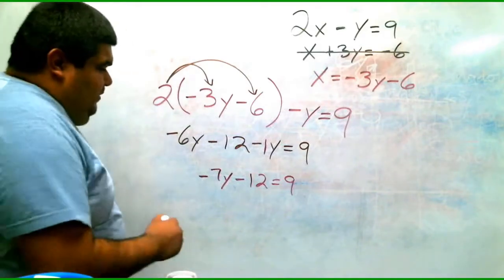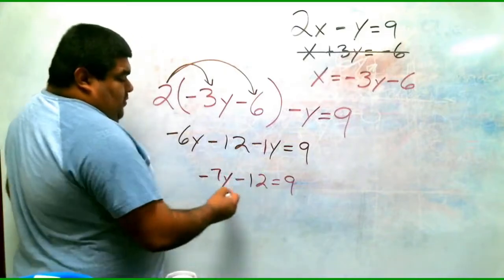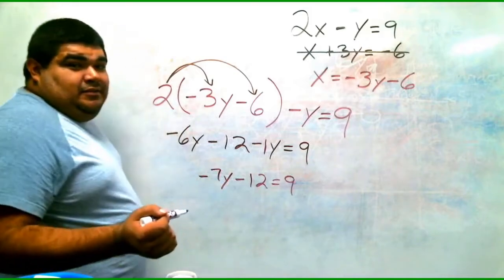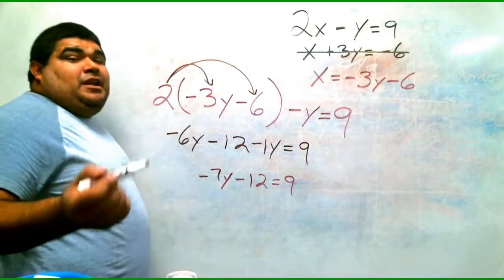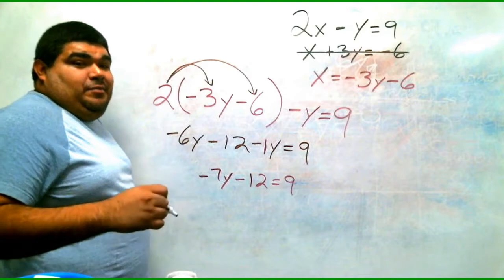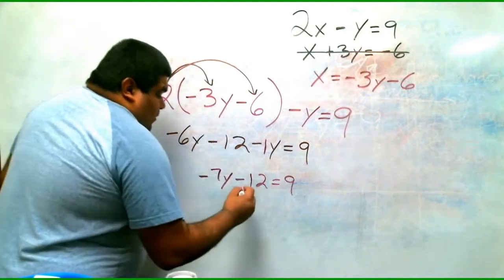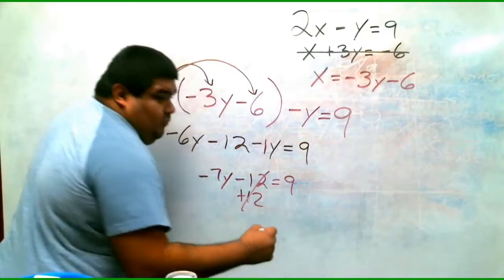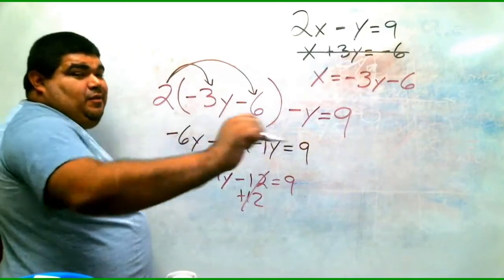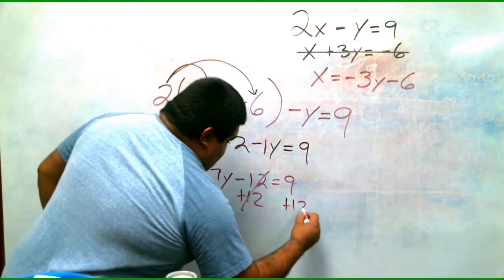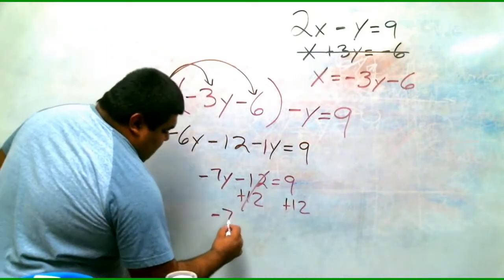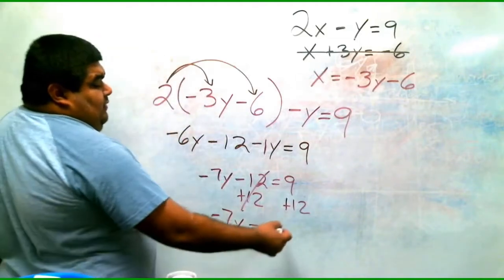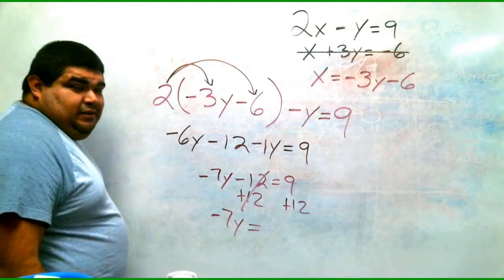Yay! All right. So remember, we cannot do anything here yet. We can move the constant, combine it with the other constant, because we cannot combine a number without a variable and a number with a variable. So we're going to move the 12. We're going to make it plus 12. Cancels out. Whatever you do to one side, you have to do to the other. So plus 12. So we have negative 7y equals 9 plus 12 is 21.